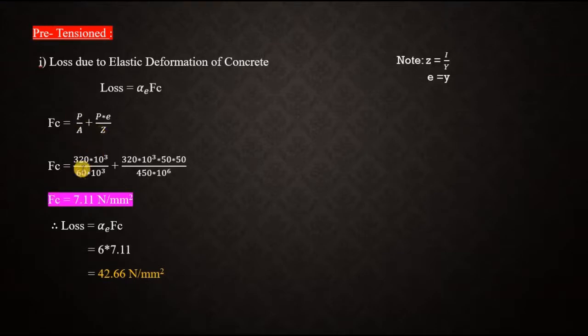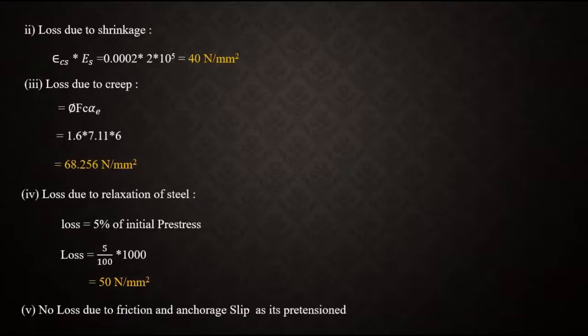We know this P, and while taking A, be careful, it's the area of the rectangle. Other things we know, just substitute it. fc is 7.11 Newton per mm square. So take this and substitute it here in this formula. We will get 42.66 Newton per mm square as the loss due to elastic deformation in pre-tension.